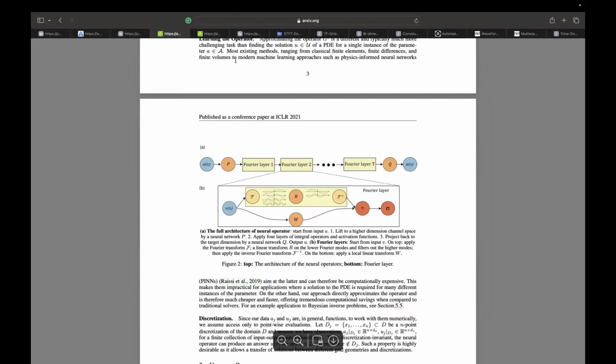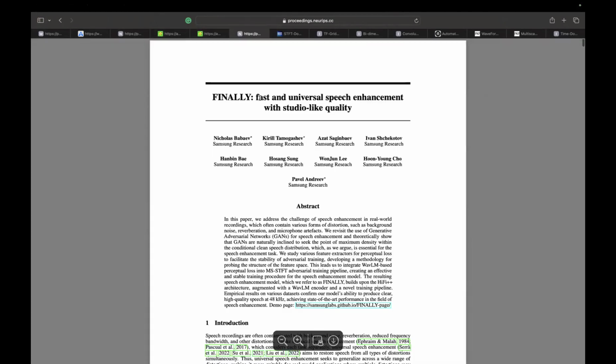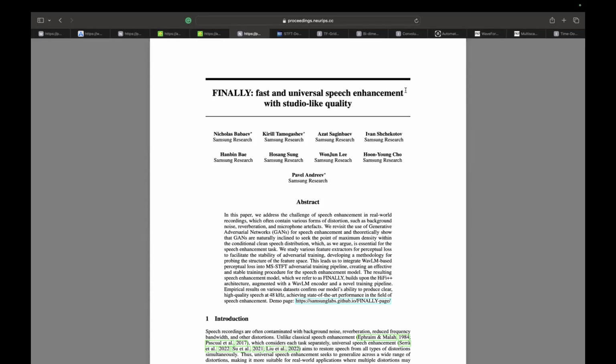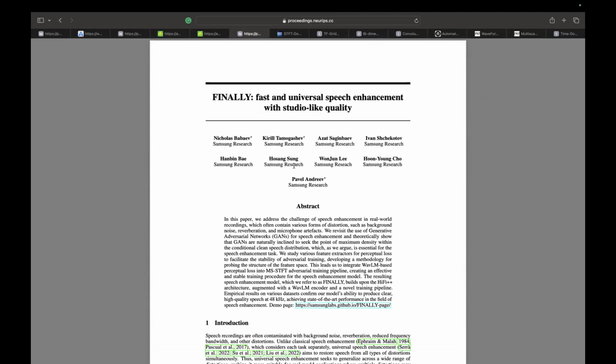We can look at some more papers. These are some papers that have used short time Fourier transform. So this is phase and harmonics aware speech enhancement. Short time Fourier transform is very widely used in audio applications and speech related applications. This is fast and universal speech enhancement with studio like quality. It's a NeurIPS 24 paper. Good, very good paper.